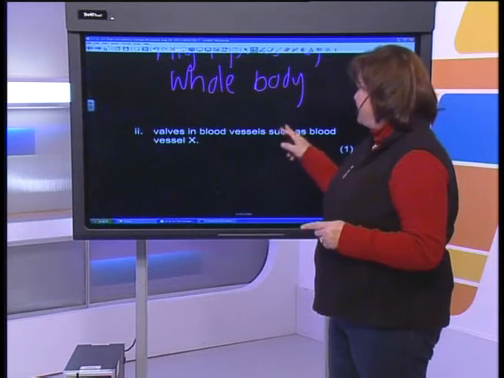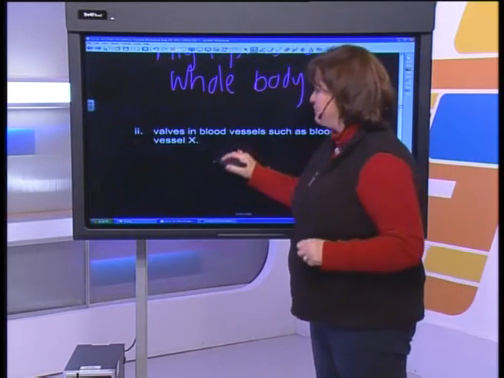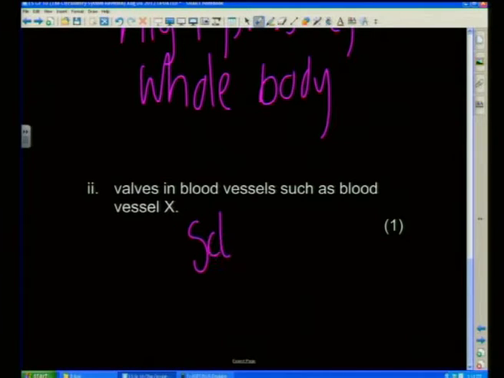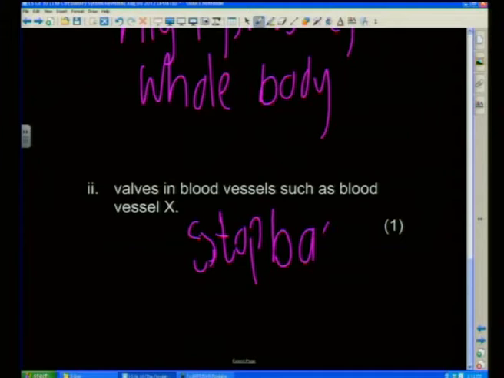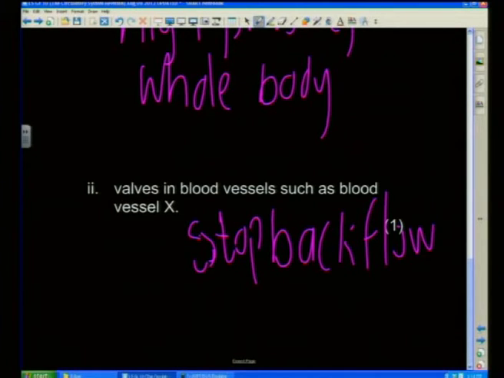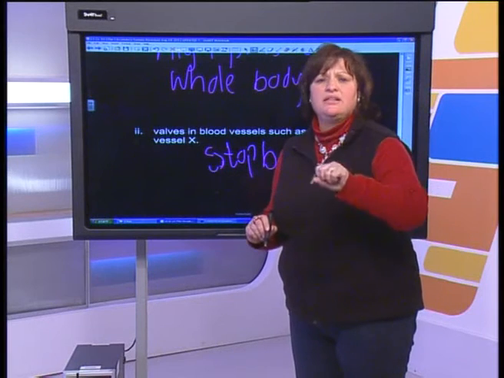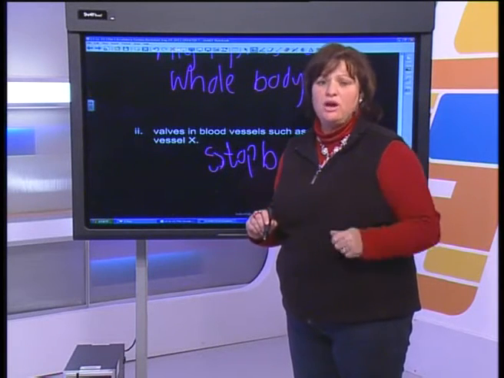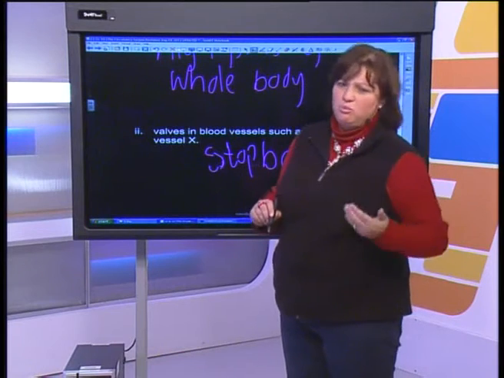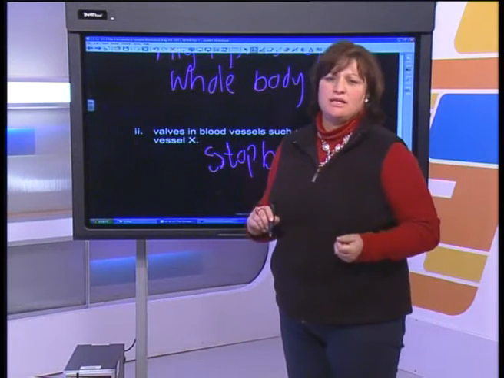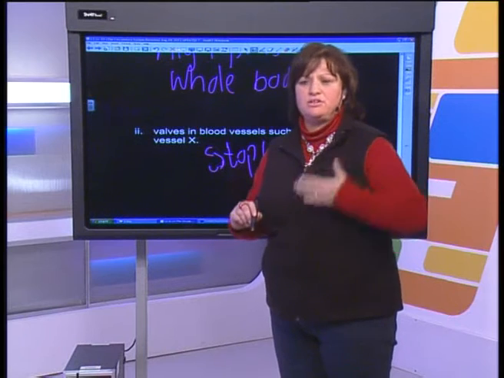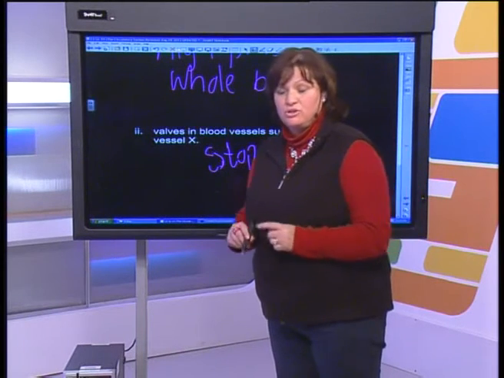In the veins, quite simply, what do we want to stop? Let me just erase that for you and make it clearer. We want to stop backflow. That is the most important thing, because the veins are not under as much pressure as the arteries, as we know. We need valves so that if the pressure should drop, the blood doesn't sink all the way down. We want to get that deoxygenated blood to the heart, and then to the lungs.